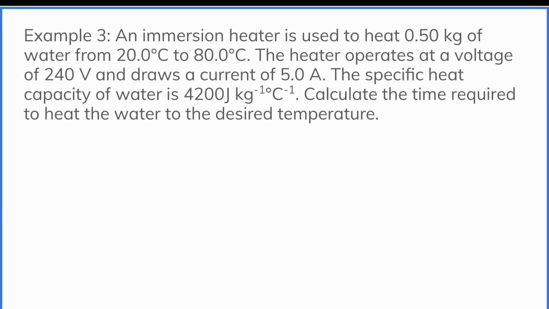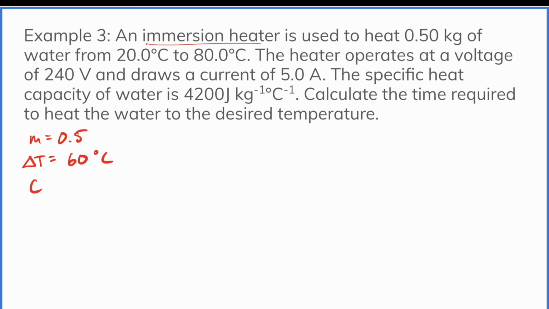So there's a lot going on here. Maybe let's start thinking about listing up some variables and see what we can come up with. Now, an immersion heater, that's the type of heater that's placed in a liquid, and the electrical energy is transferred into heat energy. So we have a mass of 0.5. We have a change in temperature, which is 80 degrees minus 20 degrees, so that's 60 degrees.